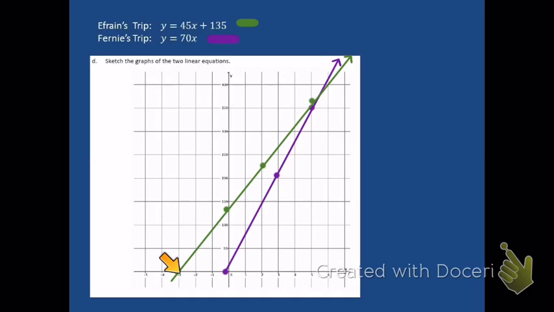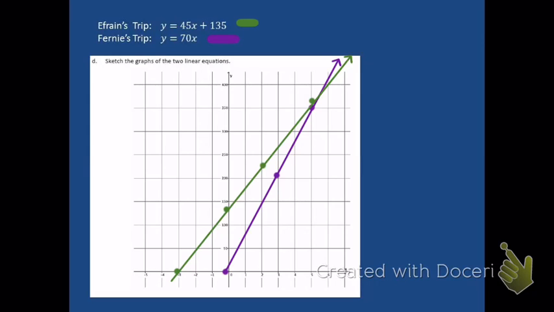So what this shows is the 3-hour head start that Ephraim took. He was traveling for 3 hours, going up, 45 miles per hour before Fernie started. So it's Ephraim's head start right here, 3 hours, and here's the 135 miles. So there's the two graphs.